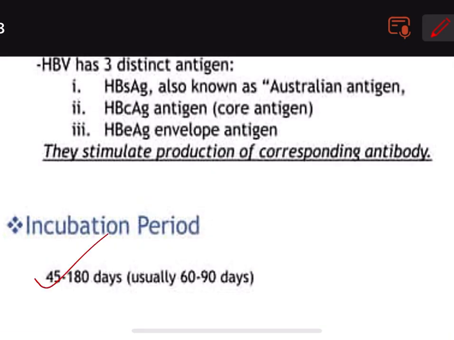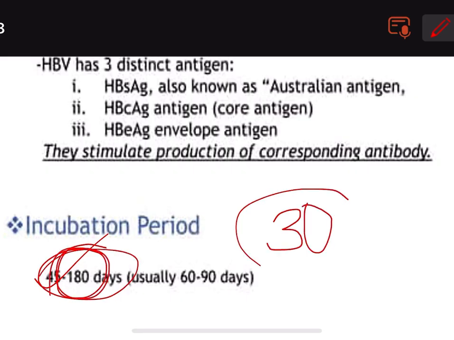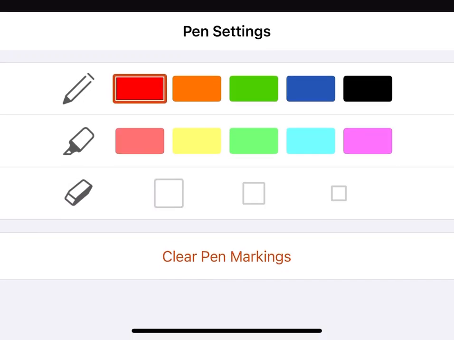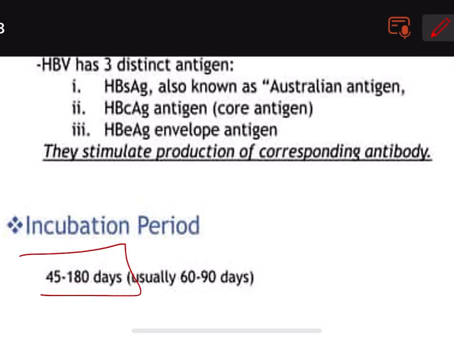Incubation period is 30 to 180 days. The first number varies, between 30 to 60. Usually it is 60 to 90 days. Okay, on an average you can write 50 to 180. Okay.